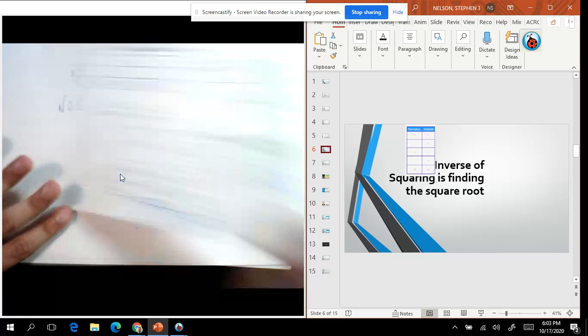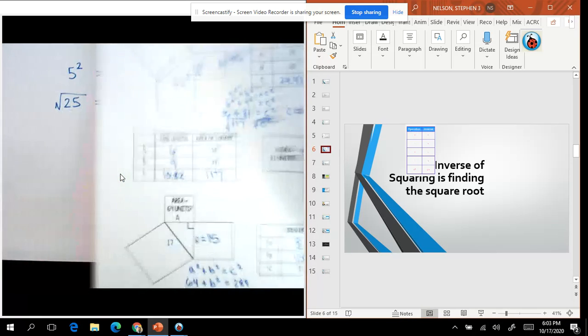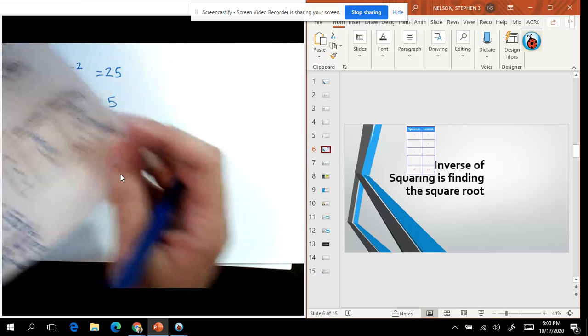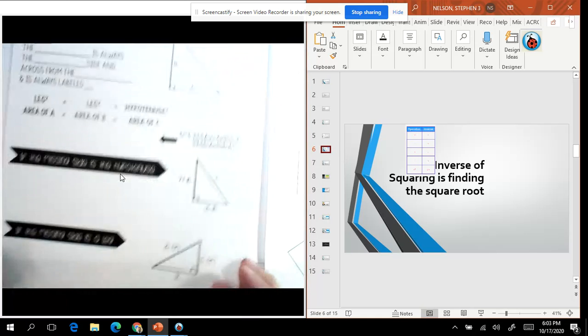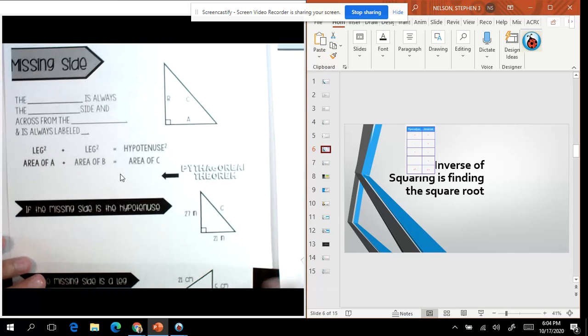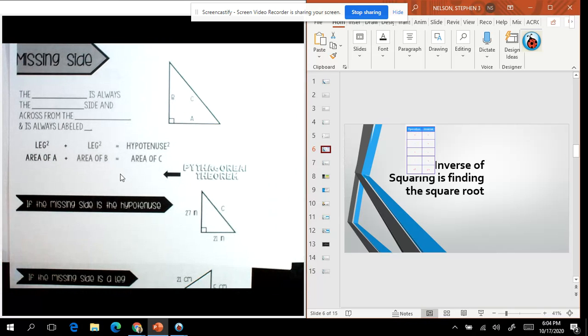So now you're going to work out... Oh, let's take a look at this one first. This missing side. Let me go over this real quickly for you so you can fill these in on your notes. All right, so it says the blank is always the blank side, and across from the blank is always labeled blank.